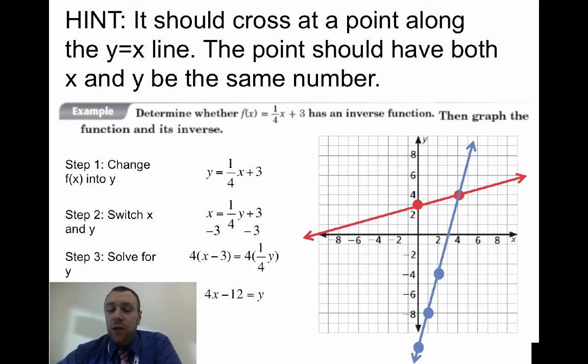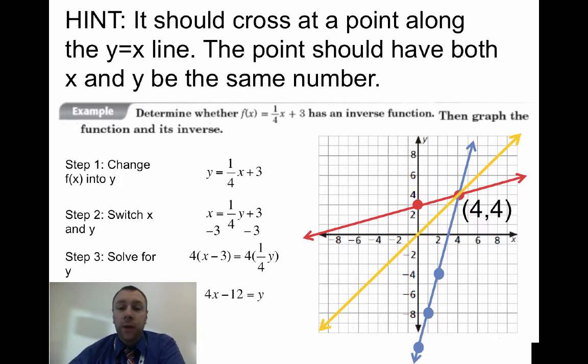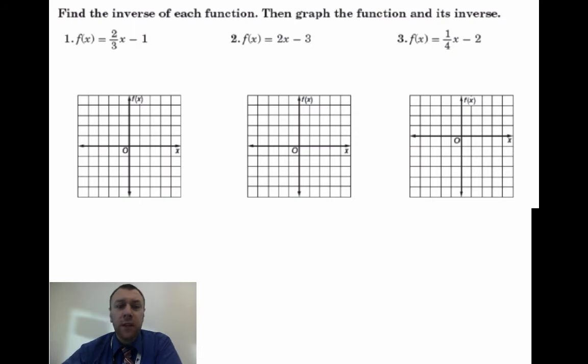They should cross on a point that's along the y equals x line. So that point where they cross should be the same number for x and y. In this case, the y equals x line is that yellow line, and it crosses at 4, 4. So I know that I did this right. So for these 3 practice problems, that's all you're doing, is following those 5 steps, graphing them, and then confirming that they have an inverse.